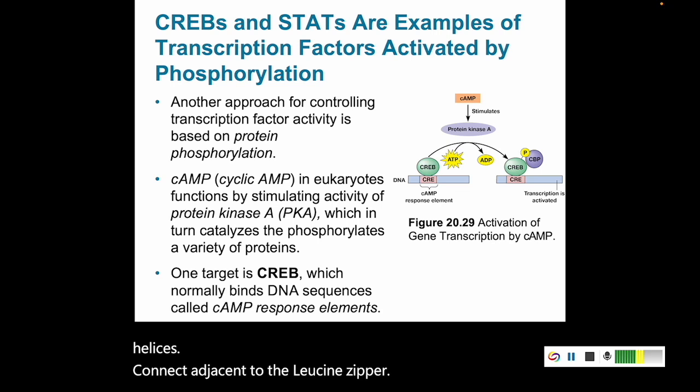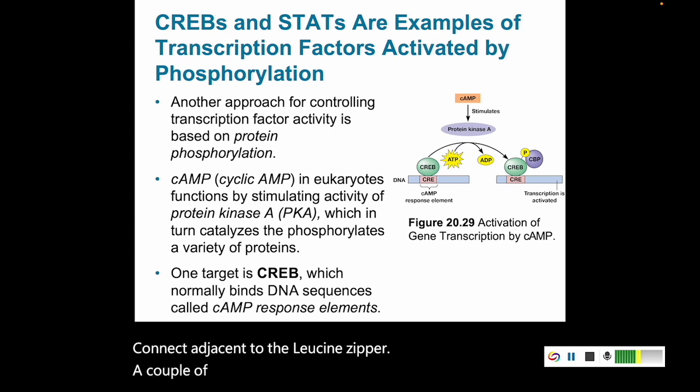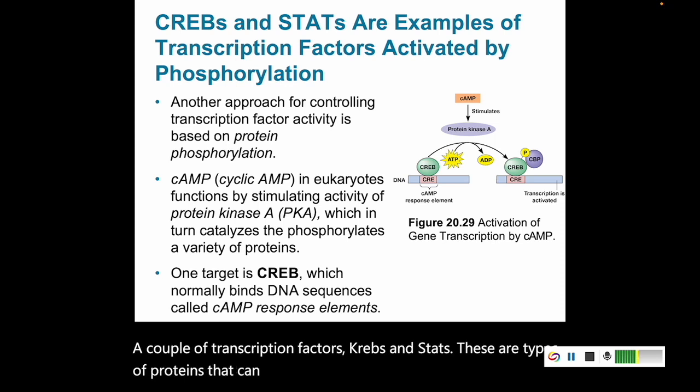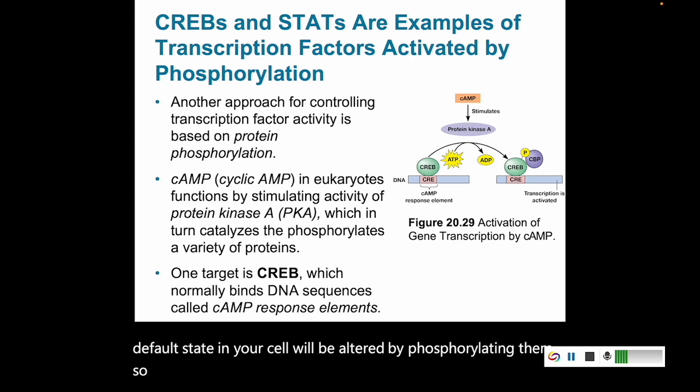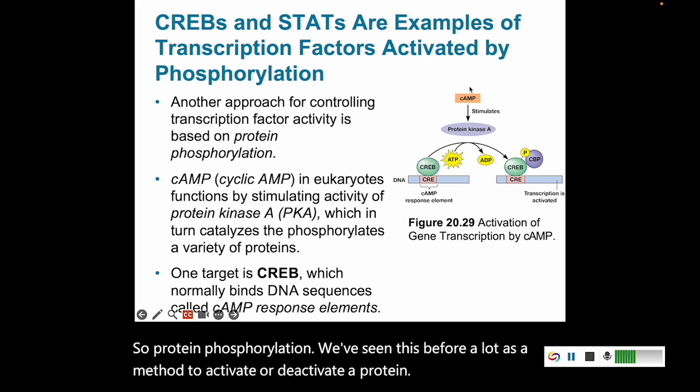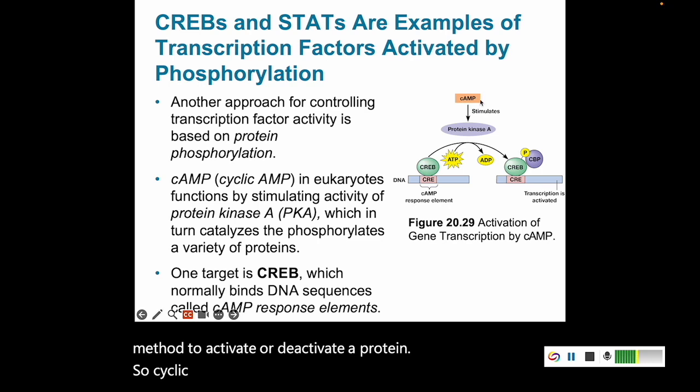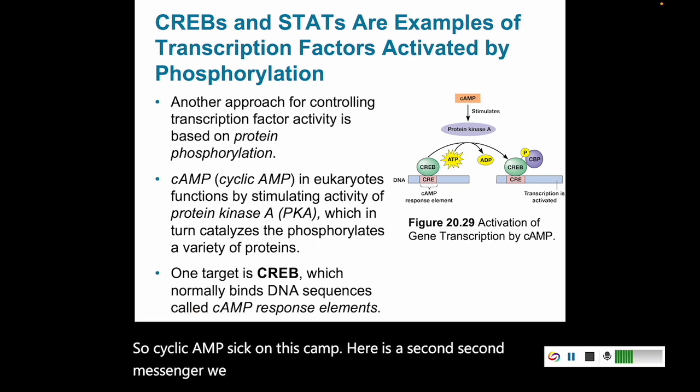A couple of transcription factors, CREBs and STATs. These are types of proteins that can be activated by phosphorylation. So their default state in your cell will be altered by phosphorylating them. So protein phosphorylation, we've seen this before a lot as a method to activate or deactivate a protein. So cyclic AMP, this cAMP here, is a second messenger we see a lot in cell signaling.